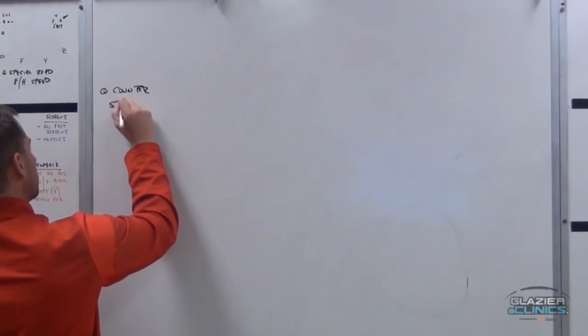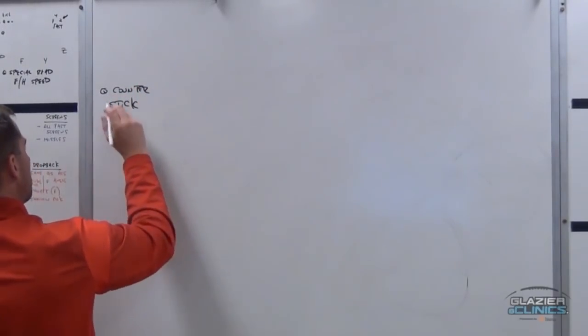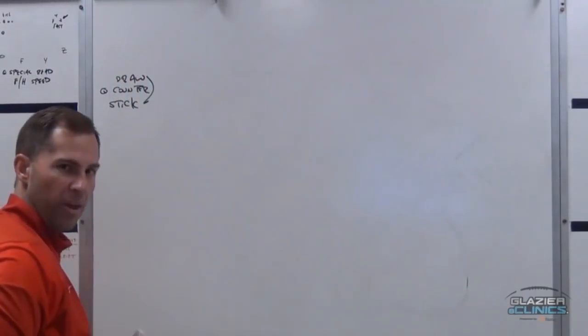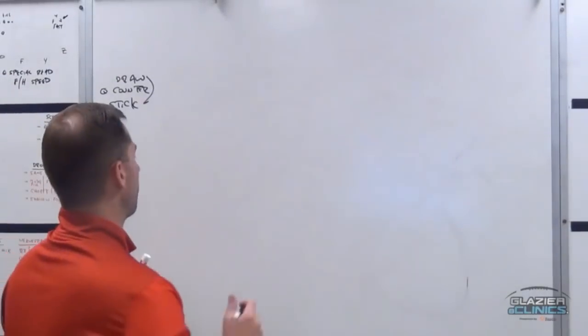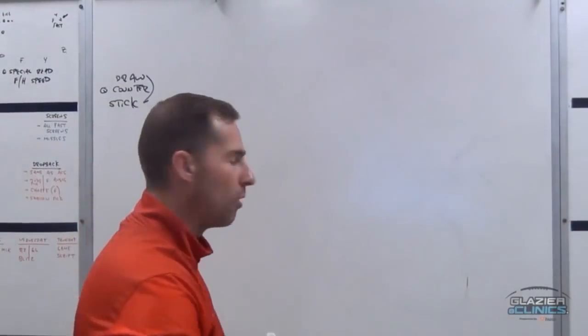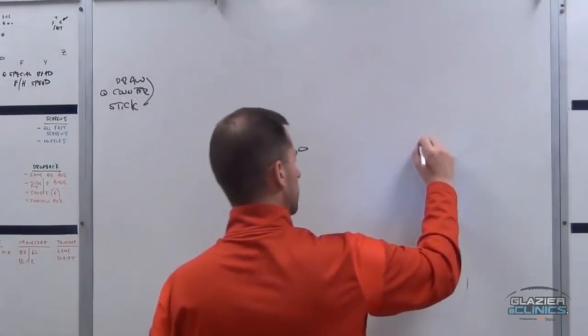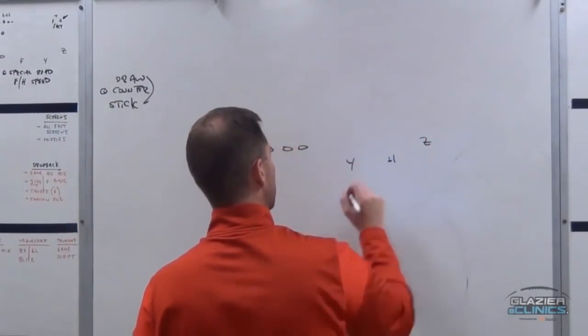with stick out of 3x1. Some teams also run Q draw with stick. We found that Q counter was a little bit better for us because of our lineman situation. So here we're running basic stick concept.